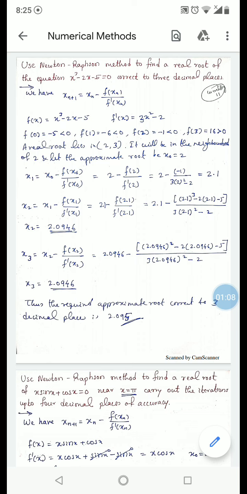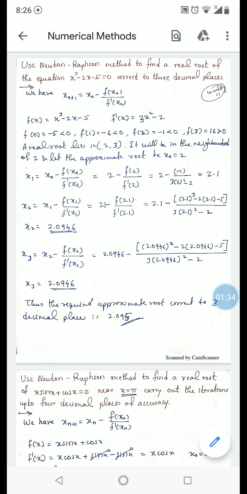Here, we choose only one value, the one which is near to 0. By putting x equal to 2, we get minus 1. By putting x equal to 3, we get 16. So, minus 1 is nearer to 0 than 16. Therefore, we choose 2 as the root. The initial root is denoted as x naught. Let the approximate root be x naught is equal to 2. So let us solve by the iteration process.